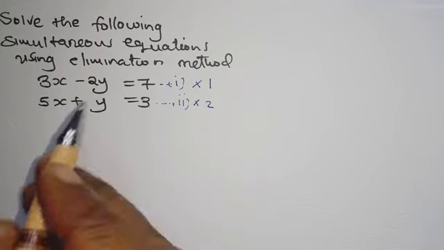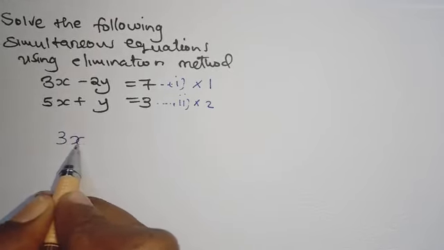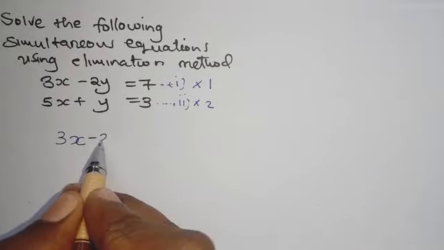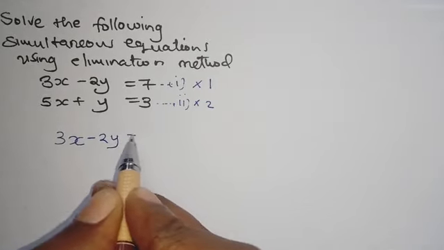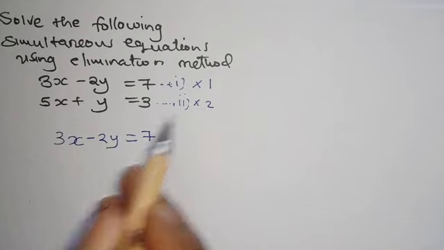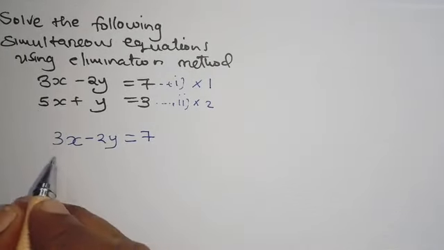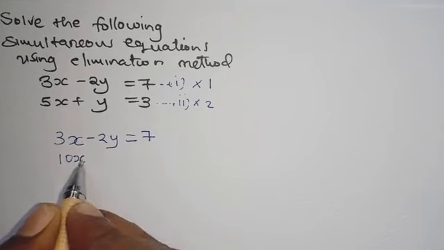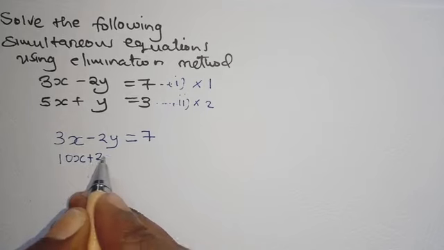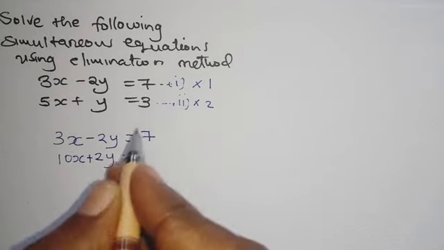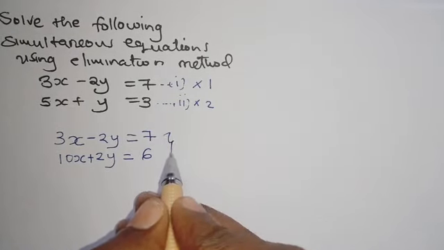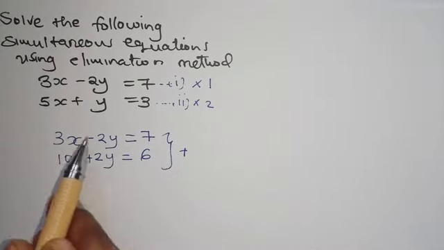So 1 times 3x gives us 3x, then minus 1 times negative 2y, which is 2y, equals 1 times 7, which gives us 7. So 2 times 5x gives me 10x, then plus 2 times y gives you plus 2y, equals 2 times 3 equals 6. So we are going to add these two equations so that we eliminate y.